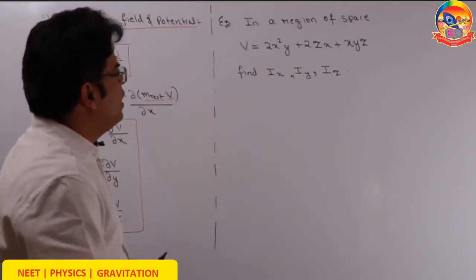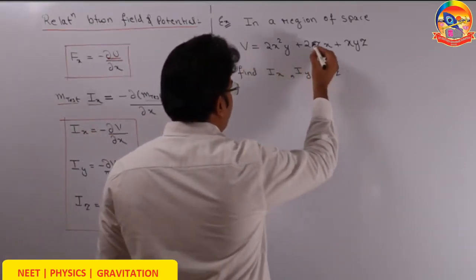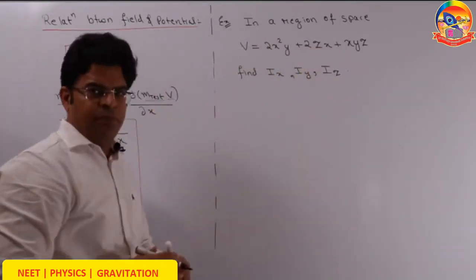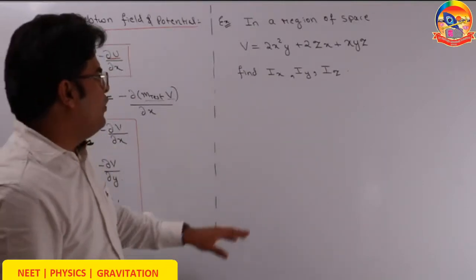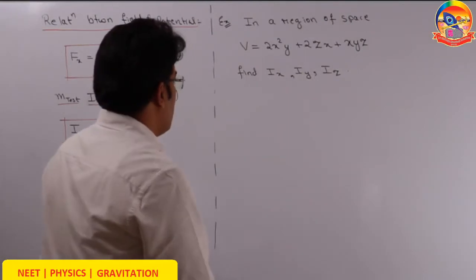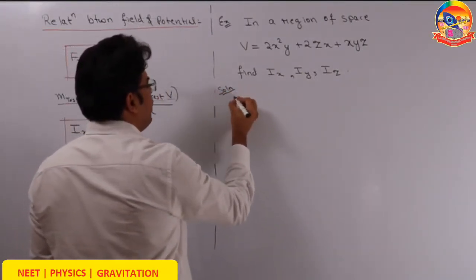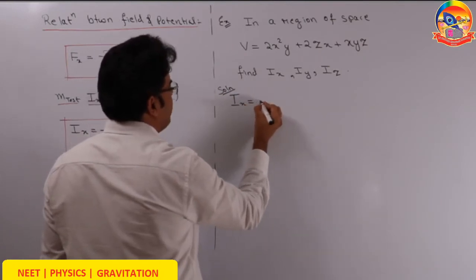Question is, in a region of space, the potential is given as 2x²y + 2xz + xyz. You need to find the field in x direction, y direction and z direction at any coordinate. Now, the field in x direction, solution, the field in x direction is given by minus del V by del x.